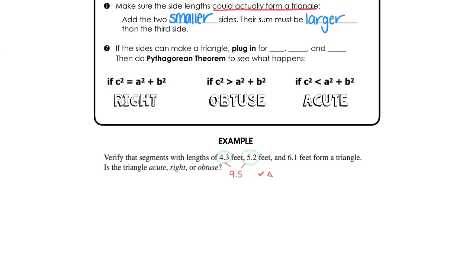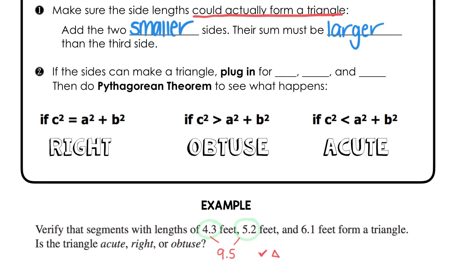And then the next step is to figure out what kind of triangle it is. To do that, we basically do Pythagorean theorem. What we're going to do is plug in for a, b, and c in Pythagorean theorem, and we're going to see what happens. Here are your 3 possible outcomes. If c squared is equal to a squared plus b squared, well, obviously we know that means it's a right triangle, right? If both sides are equal to each other, that means it's a right triangle. That's kind of what we're used to dealing with.